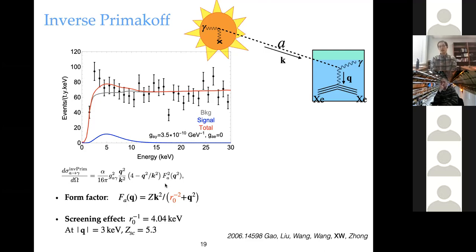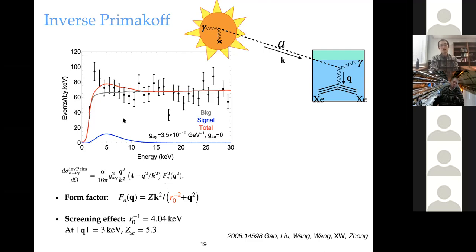And the form factor depends on the axion momentum or the exchange momentum, or you can just treat it as a screening effect. Roughly 1 over r0 is like 4 keV. So you put in your exchange momentum, typical momentum 3 keV, you get the effective charge is 5. Having this detection rate, and the rate for the production, we can combine them to get a prediction.